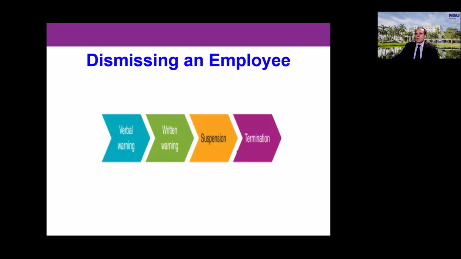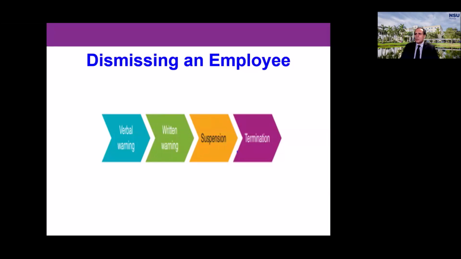When we're dismissing employees, usually organizations and managers provide a verbal warning to make it clear that his or her standards are not up to par. In other words, he or she needs to make improvements immediately. If improvements are not made, it is followed by a formal written warning. And if correction is not made, then usually the employee is suspended or terminated.